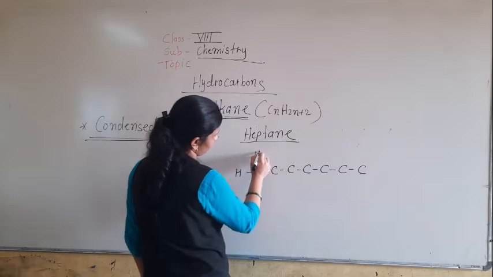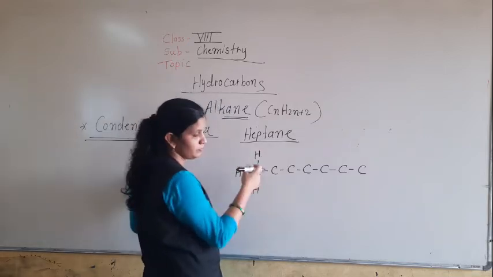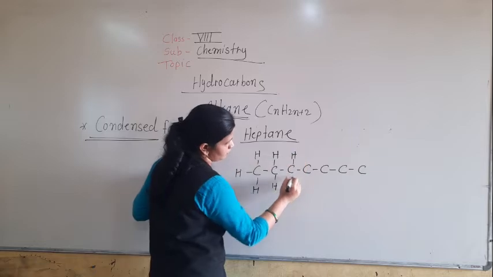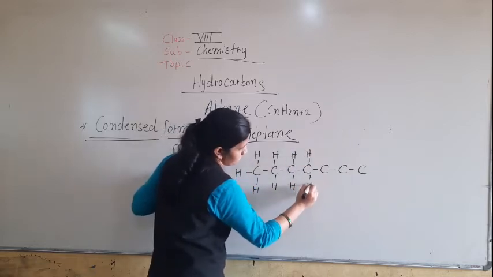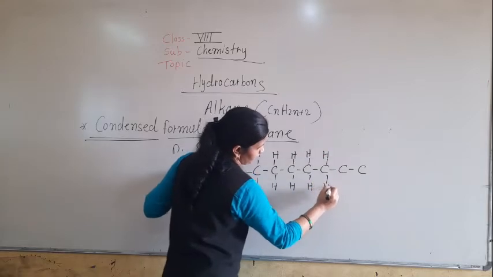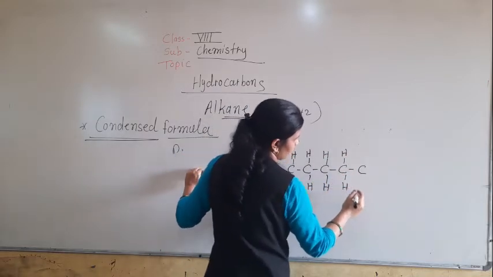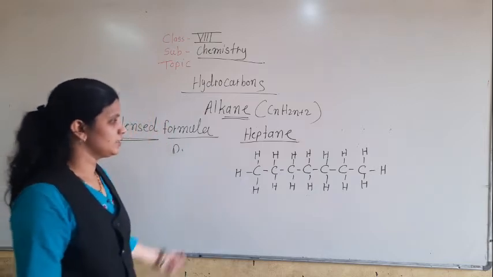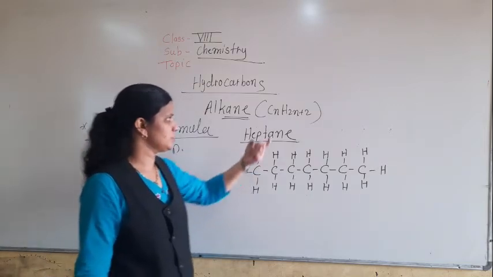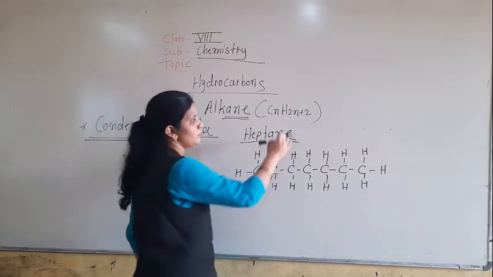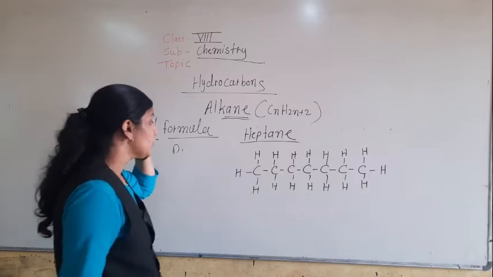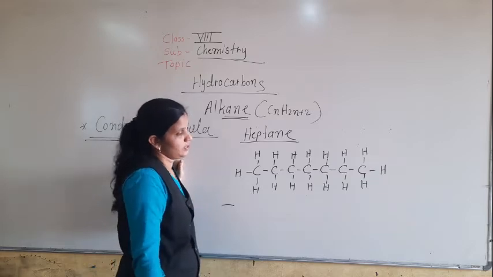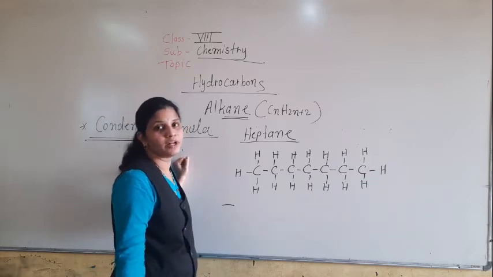Now the hydrogens. See here, 1, 2, 3, 4: each carbon atom is filled with four bonds. This is the structural formula, and this is the general formula. Now the molecular formula you can calculate according to this. So now we have to write the condensed formula. First you do it fast, and after that you check whether your condensed formula is correct or not.